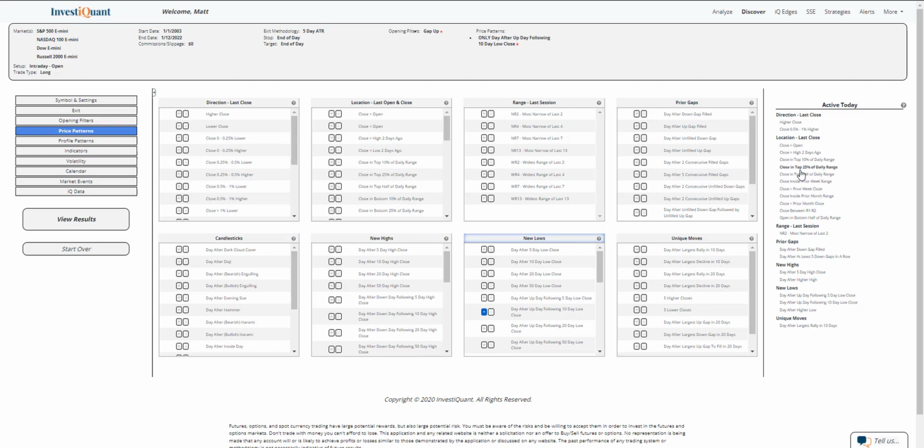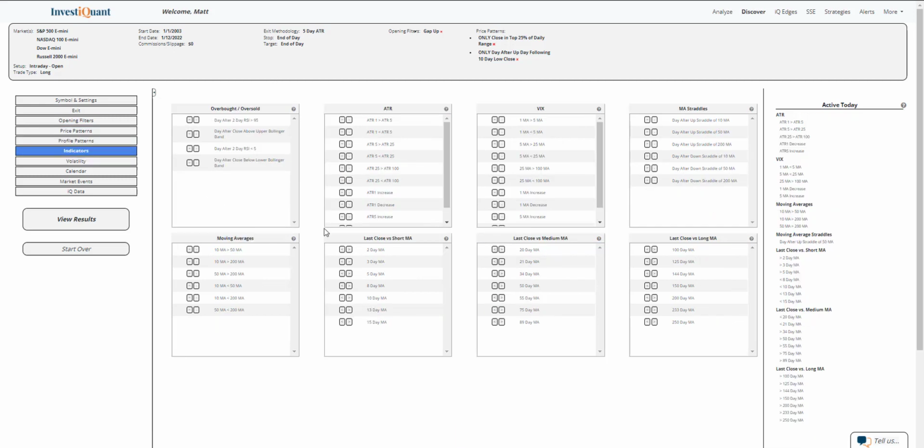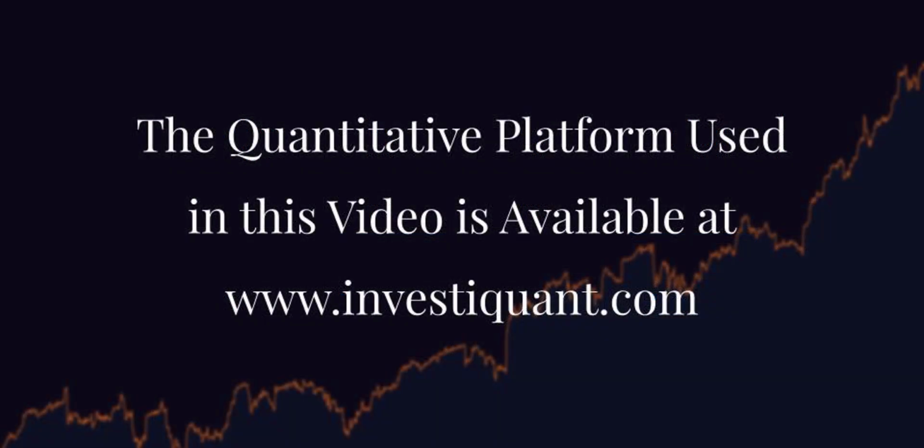And then I'm also going to say that we closed up near the highs of the session. So I'm going to do that by clicking close in top 25% of daily range. You could also use top 10%, but I'm going to use top 25 just to grab a few more samples. And then lastly, in the indicators library, I'm going to put us in a similar market environment. We're still below a 10, but above a 200-day simple moving average. Now I can click view results.